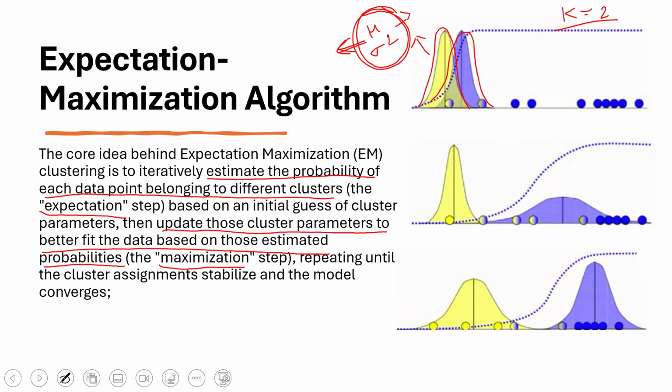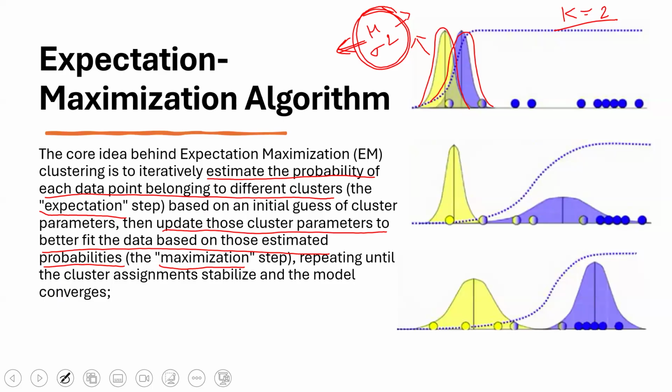We have two steps in the expectation maximization algorithm. The first step is the expectation step and the second step is the maximization step. In the expectation step, we estimate the probabilities of each data point belonging to different clusters. We choose the cluster parameters. Okay, that is what we estimate in the expectation step. And in the maximization step, we update the cluster parameters to better fit the estimated probabilities. Okay, so we will shortly go through an example, but let's understand this.